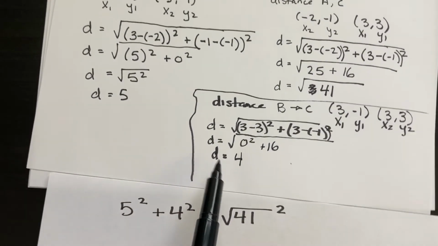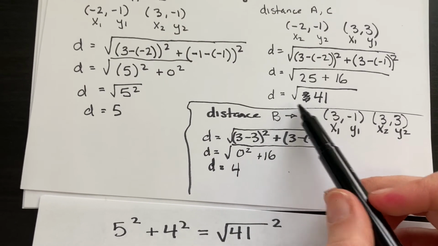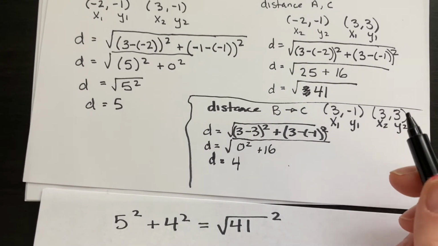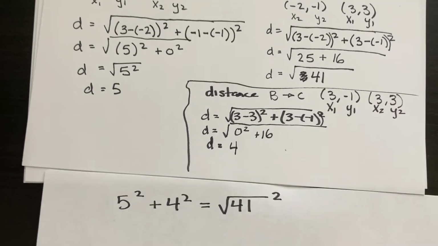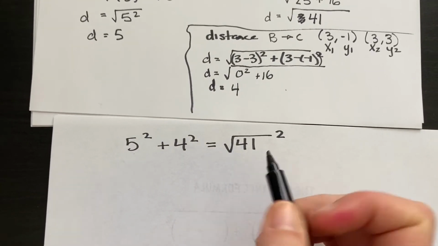So 5 and 4 I know is smaller than the square root of 41 because I know that 6 squared would give us 36. So the square root of 41 has to be 6 point something. You could also check that in a calculator and do it that way, but we just want to make sure these are our smallest sides equals the bigger side.